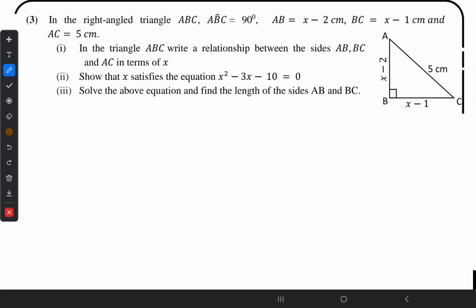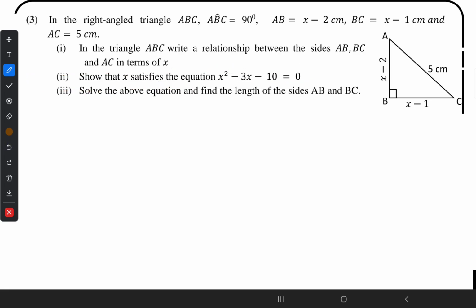Okay, triangle ABC, write the relationship between sides AB, BC and AC. So hence it is a right triangle. We can use Pythagoras theorem in this triangle to show the relationship of AC in terms of x. AB and BC are already in terms of x, but we have to determine AC in terms of x. Then show that x satisfies this equation, and we have to show this equation as well.